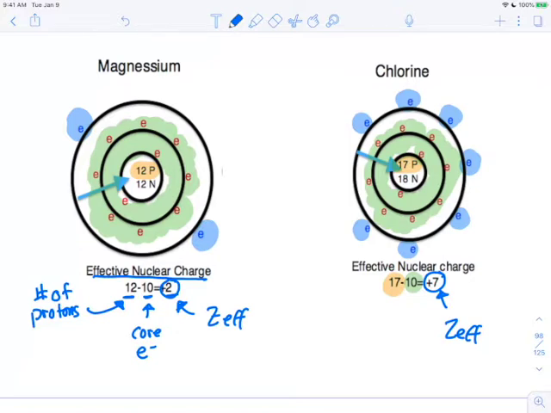So because of this, I'm going to say that our chlorine is going to be smaller, and again, it's due to that higher effective nuclear charge. And our magnesium, I'm going to say, is larger. It's due to the fact that it has a smaller effective nuclear charge.